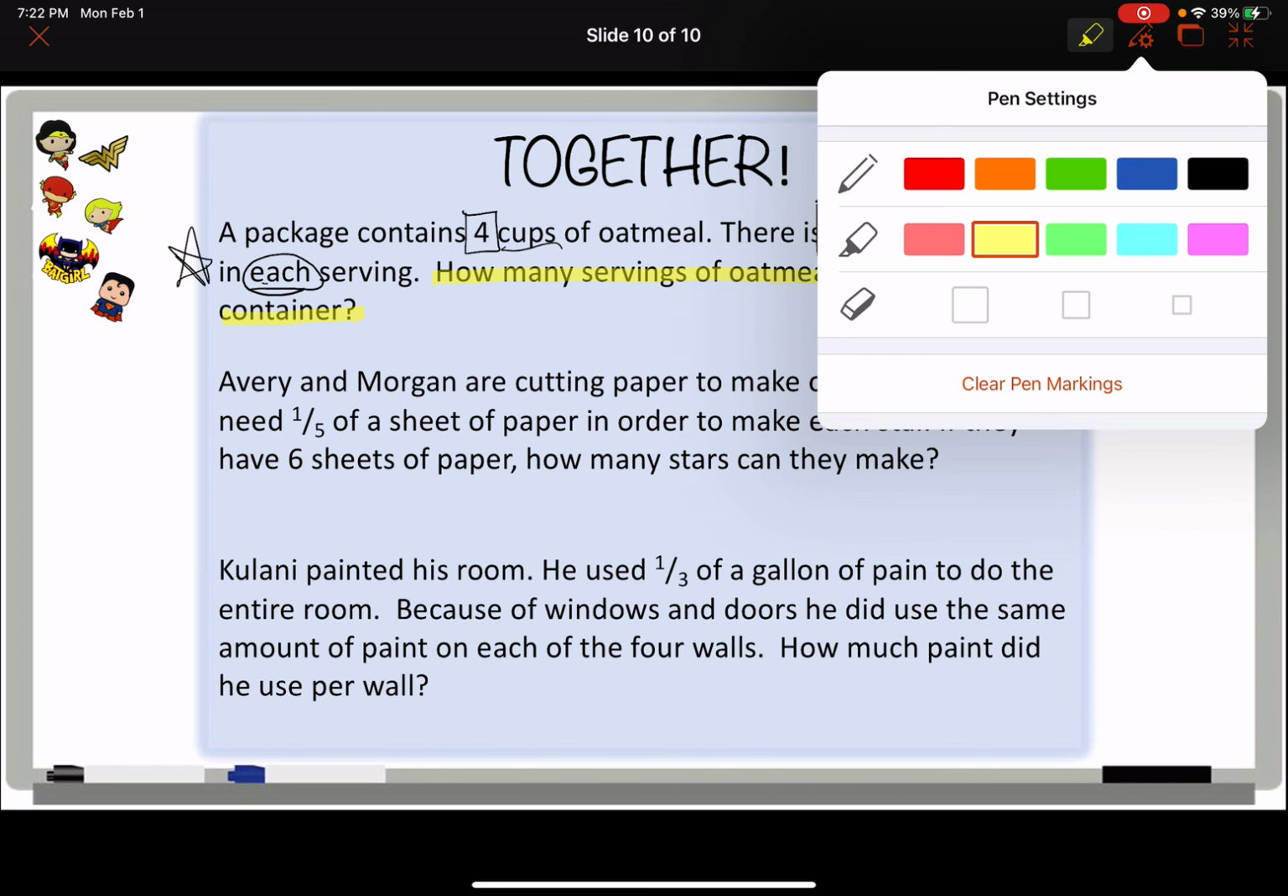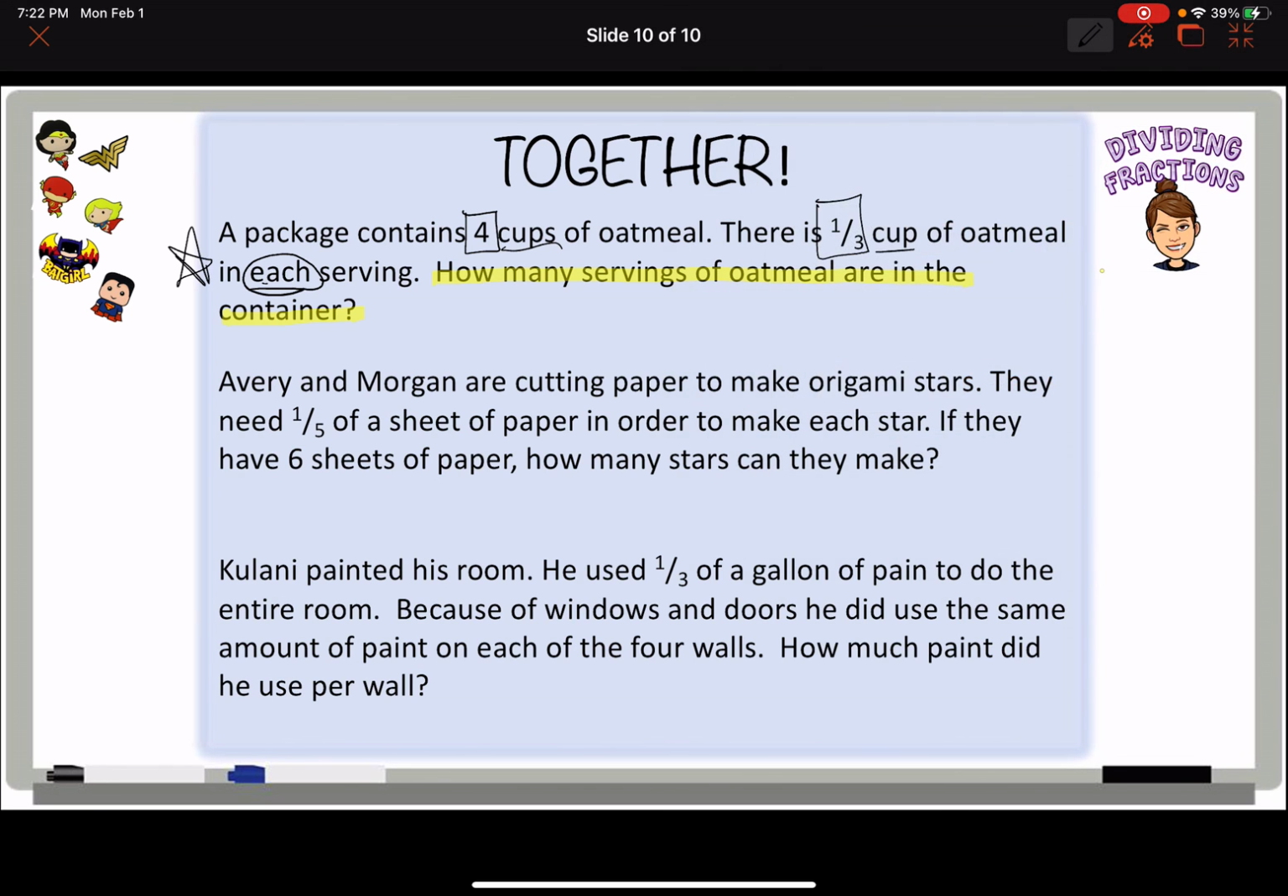All right, so we're taking a look at this container and we're saying, well, the whole thing has 4 cups. Each serving is 1/3 of a cup. So think about what's happening. I'm taking that whole big thing of oatmeal and I'm taking a scoop that's the size of 1/3 and I'm scooping it out 1 scoop at a time. So 1, 2. How many times am I going to do that? How many servings can I make before I run out?